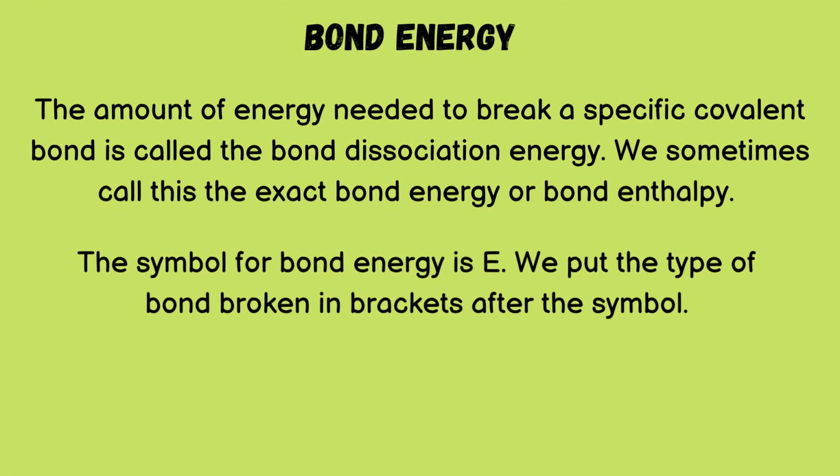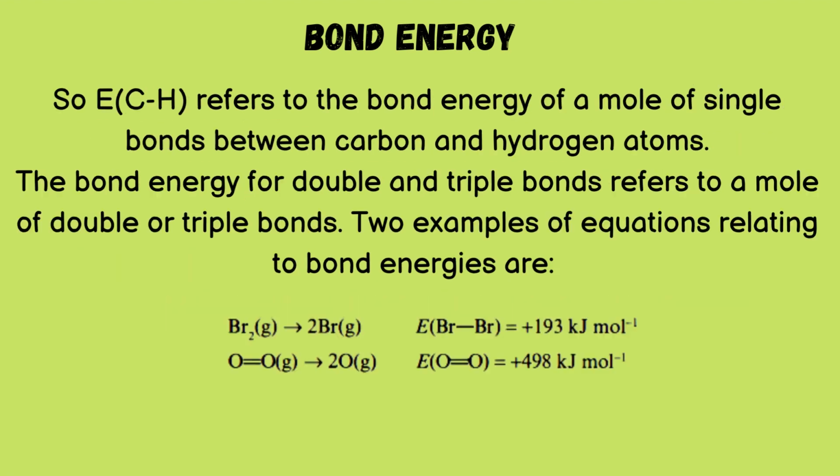Bond energy. The amount of energy needed to break a specific covalent bond is called the bond dissociation energy. We sometimes call this the exact bond energy or bond enthalpy. The symbol for bond energy is E. We put the type of bond broken in brackets after the symbol. So E(C-H) refers to the bond energy of a mole of single bonds between carbon and hydrogen atoms. The bond energy for double and triple bonds refers to a mole of double or triple bonds.